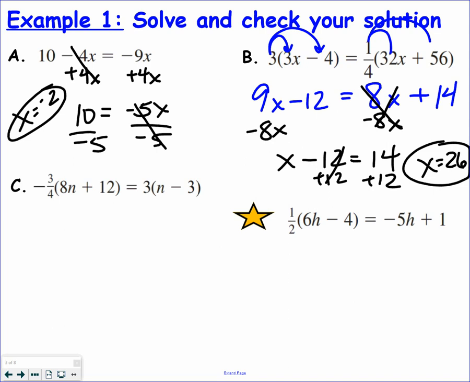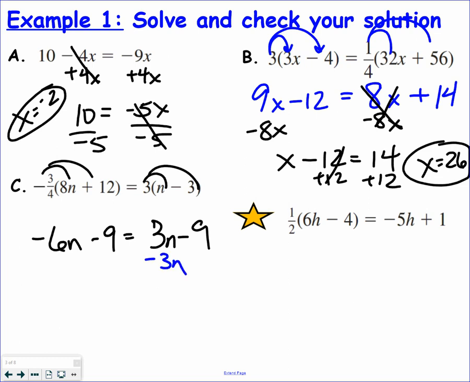Next one, distributing a fraction again. Do not be alarmed. Negative 3/4 times 8n is negative 6n. Negative 3/4 times 12 is negative 9. Distributing on the other side, 3n minus 9. All right, I see an n on both sides of the problem. You can go either way. Somebody in the class might say, I need to subtract 3n to get the n's on the left. Somebody else might say, I'm going to add 6n to get the n's on the right. Both people are correct. I'm going to subtract 3n to get them both on the left-hand side.